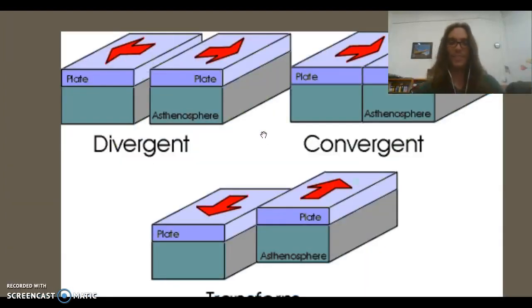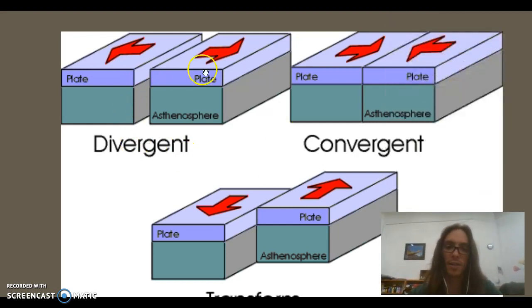All right. So here are just the other boundaries, the boundaries that we talked about. We've got divergent moving away from each other, convergent converging, hitting into each other, and then transform or strike slip, moving sideways, the opposite direction of each other.